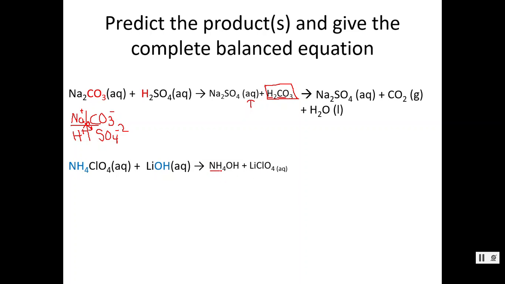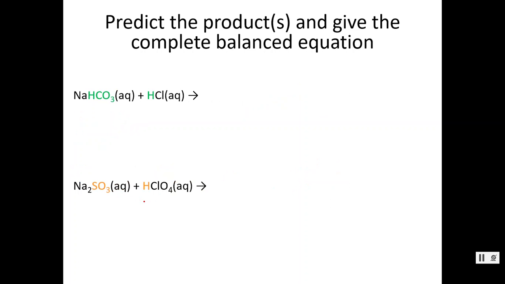When I see that NH4OH, I remember from the rules of unstable intermediates in the previous video, that's going to further break down to give me NH3 gas, ammonia gas, and liquid water, along with the lithium perchlorate. So what you see in bold here on the right, those are the products of this balanced chemical equation. We've got two more to do, sodium hydrogen carbonate and hydrochloric acid.